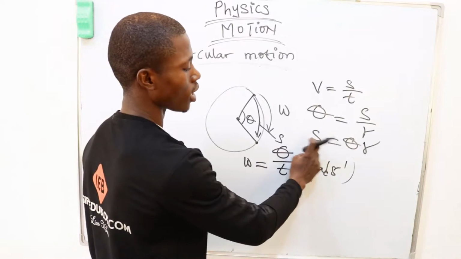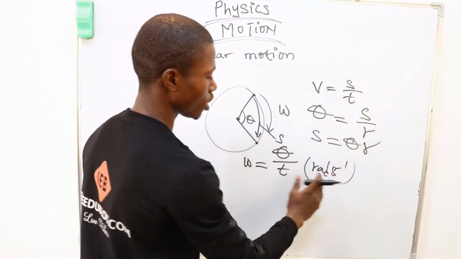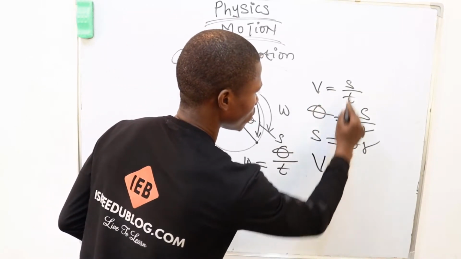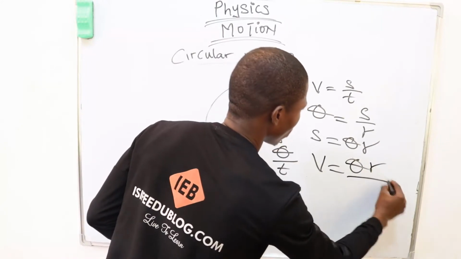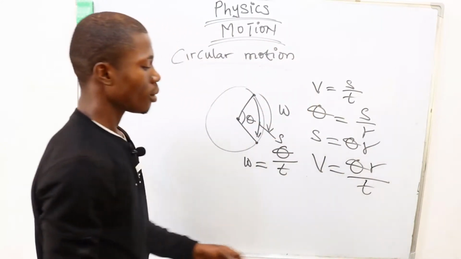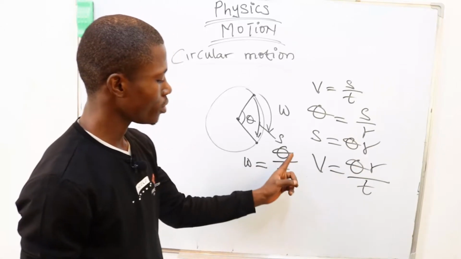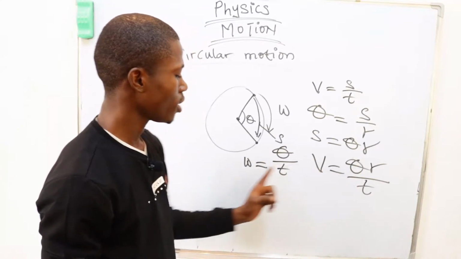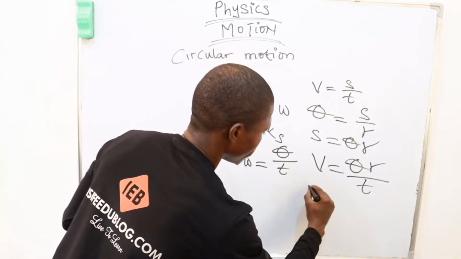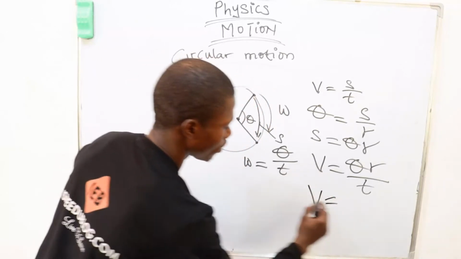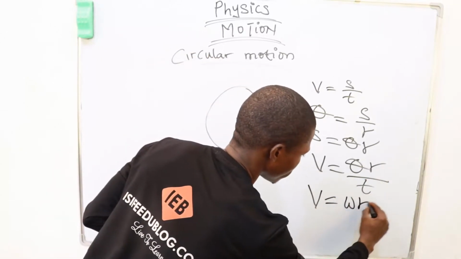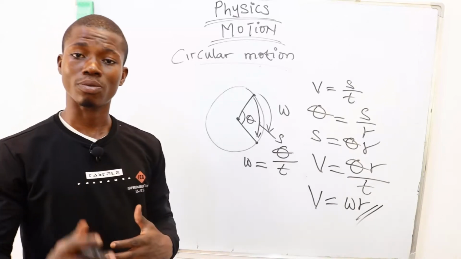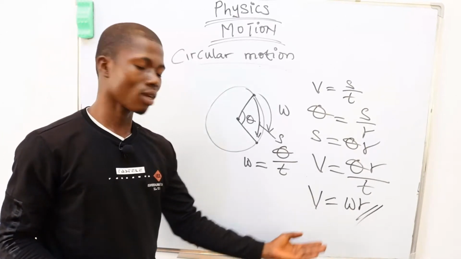If we substitute this displacement here, we will finally get that our v is equal to theta over r, all over our time. Okay, but theta over time is our angular velocity. If we replace theta over time with angular velocity, then our v will be our angular velocity multiplied by our radius. This is our velocity. So let's now go over and solve some questions using this angular velocity.